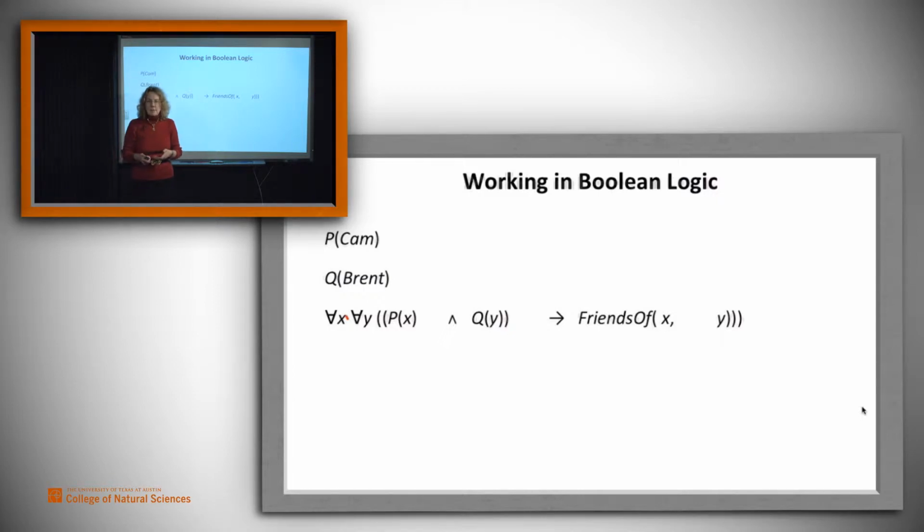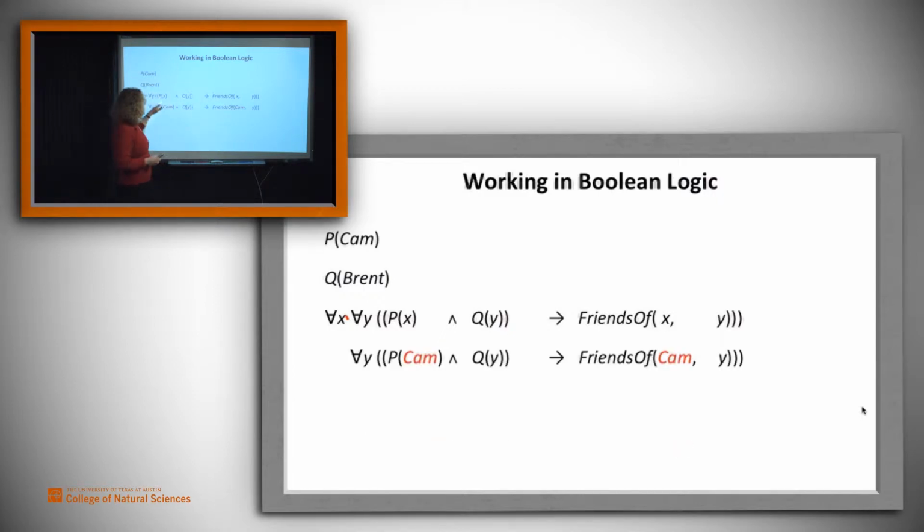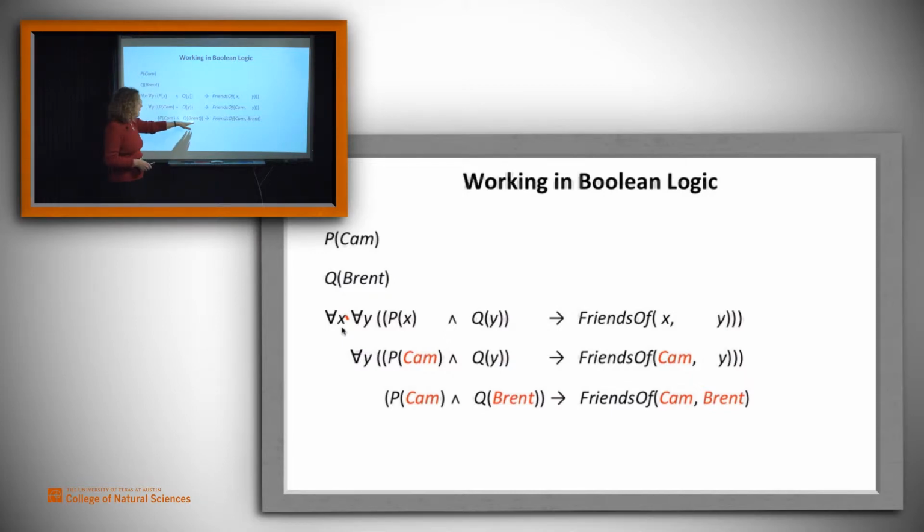So let's see how that works in this case. We apply universal instantiation to say, well, if this is true of all x, then in particular it must be true of Cam. And if it's true for all y, then in particular it must be true of Brent. And at that point then we can conclude, using modus ponens and the other two facts that we've got, that Cam and Brent are friends.